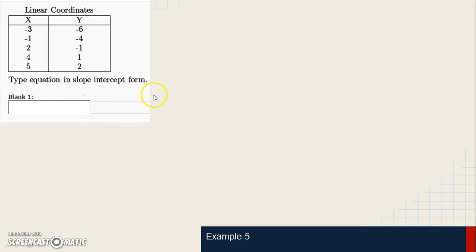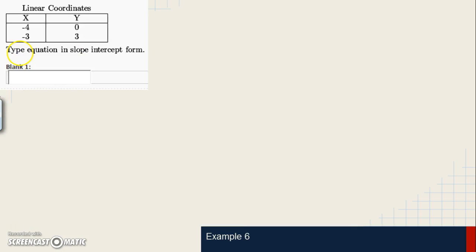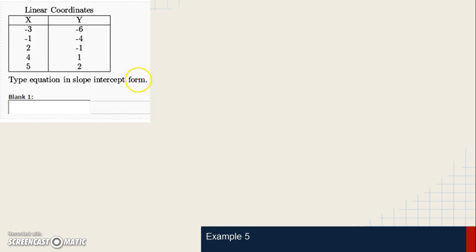Example number 5. Here we're going to take the bottom 2 coordinate points to find the slope, or the change in y over the change in x. So the coordinate point (5, 2), the y value there is 2, the x value is 5. We're going to subtract that from this coordinate point right here, (4, 1), the y value is 1 and the x value is 4.